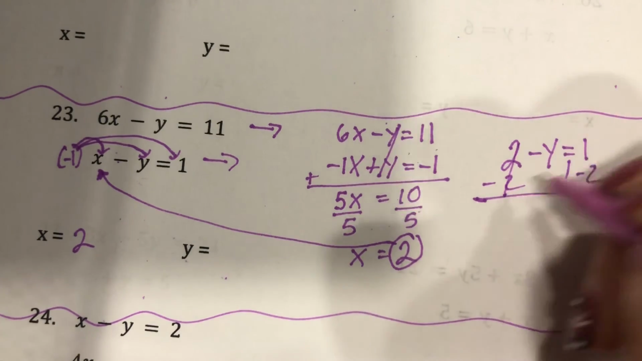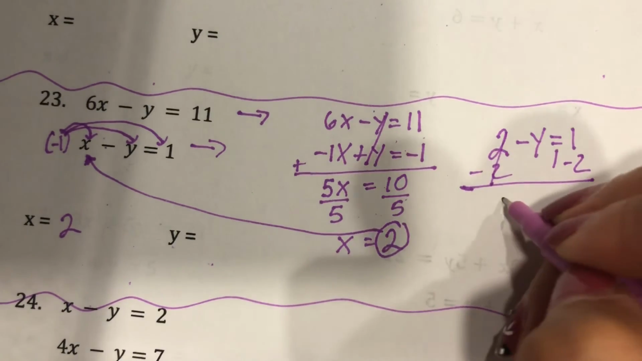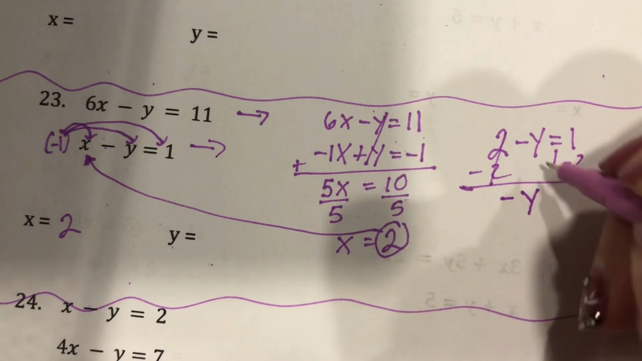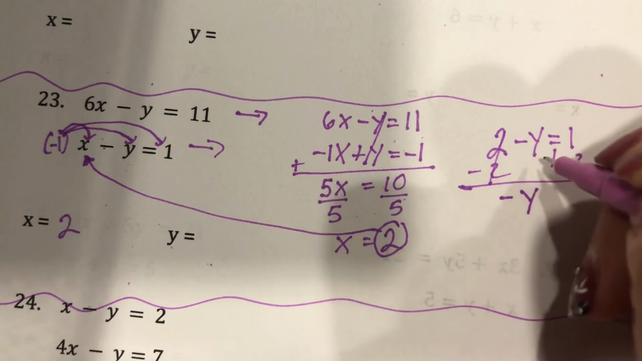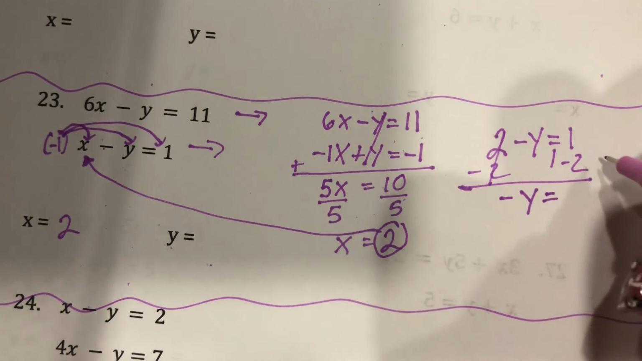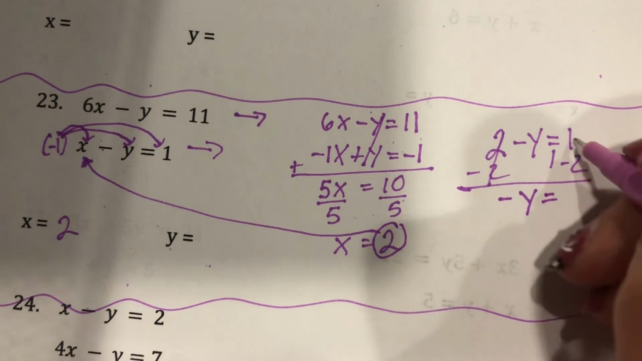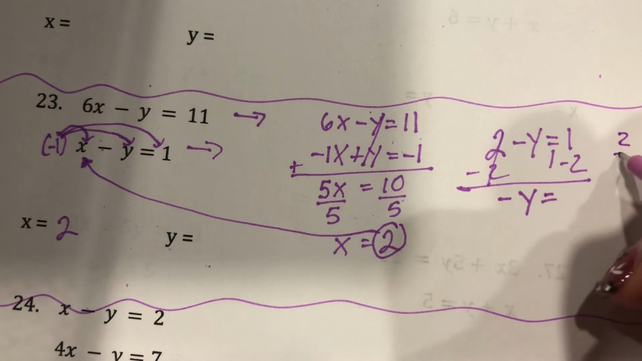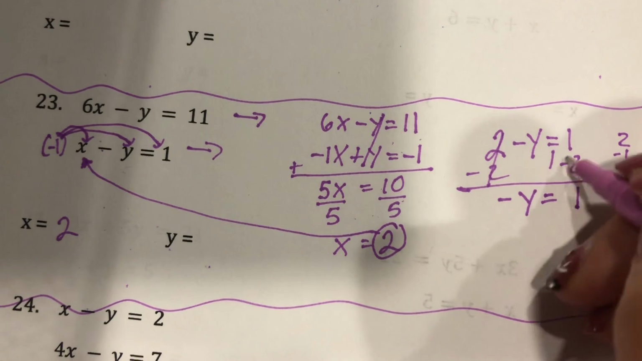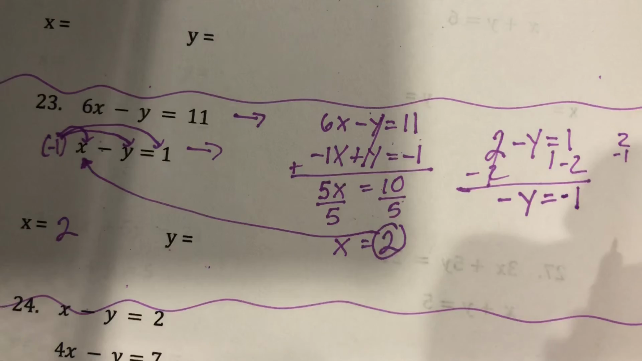Ooh, I already see that you guys aren't going to like this one. Negative y. Do not forget that negative. You guys always forget that negative. 1 minus 2. Different signs is subtract. 2 minus 1 is a 1. Since a 2 is bigger, it's going to be a negative.